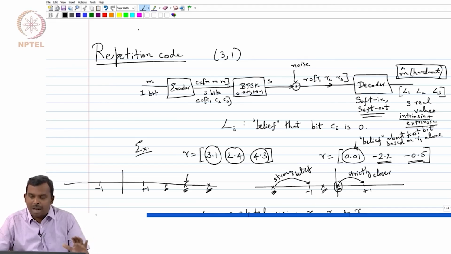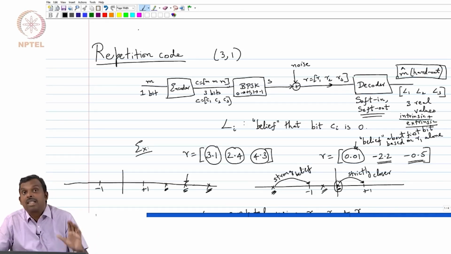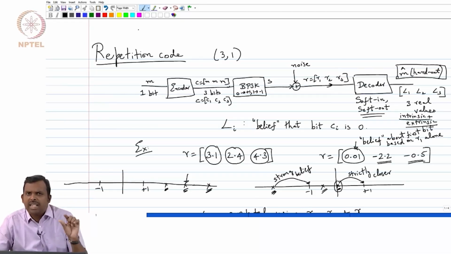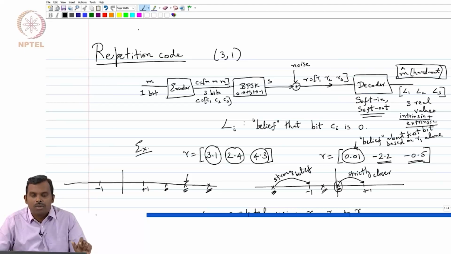I am not going to show you the MATLAB code for this at this point. Maybe later on we will see that. But what is more important is the single parity check code as well. Okay. So, this is the repetition code. We started with that. Hopefully, this is clear. In the next lecture, we will move on to the single parity check code, and we will see how to repeat the same thing for it. That involves a slightly more complex calculation, but we will do that.